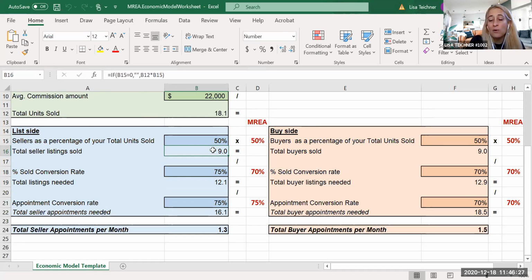Does that make sense? I'm going through it fast because this is not a class on the economic model, but I want you to see how it is so you can play with it, because it's kind of fun. Because what it shows you at the bottom, which is exactly the exercise you go through in Ignite, is how many appointments. Actually, I think in Ignite, it only tells you how many listings you need to take and how many closings you need to have. So this actually tells you how many seller appointments you need to have per month and how many buyer appointments you need to have per month.